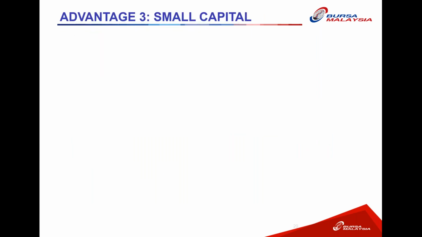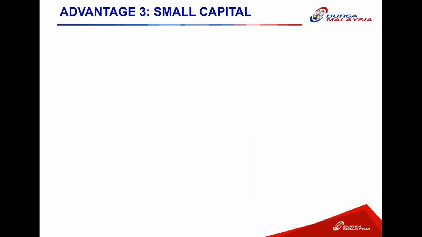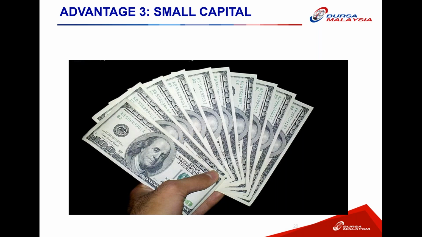Now, the third advantage is small capital. For example, when you buy a stock, let's say this stock's value is $5. If you want to buy 1,000 shares, how much do you need to pay? You need to pay 5,000. But for futures, each contract, you just need to pay 4,000. That's it. You just need to pay 4,000.